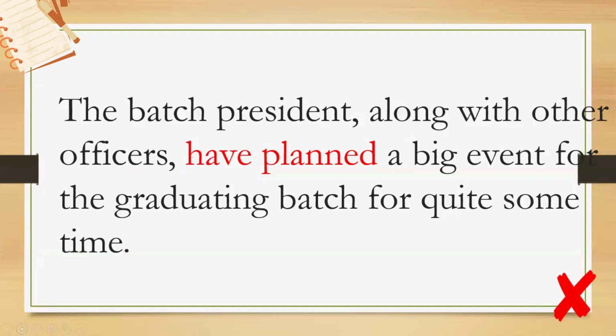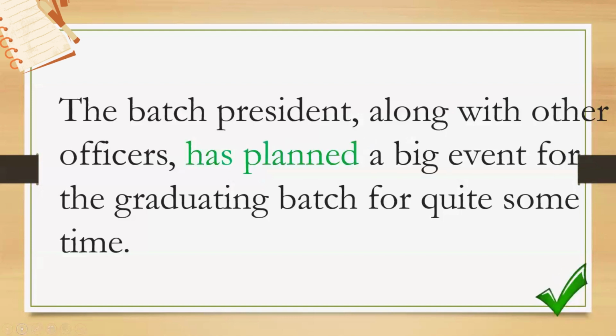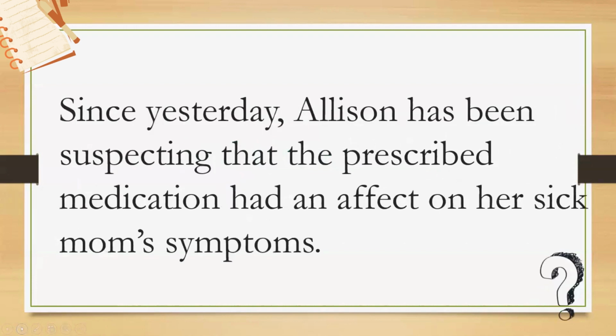So how can we correct that? Change have to singular. And what's the singular form of have? You are correct, it is has planned. So take note, or keep this in mind, that the one error that you need to look out for in a sentence is by checking that the subject and the verb agree with one another.